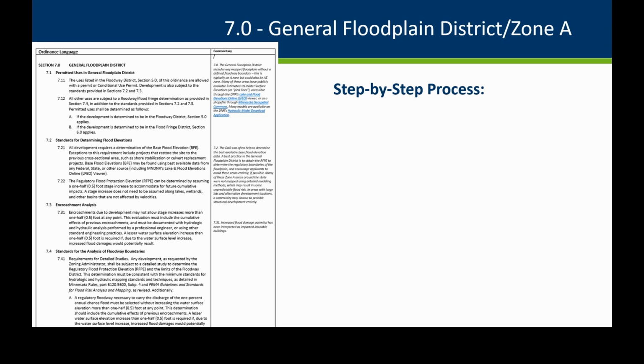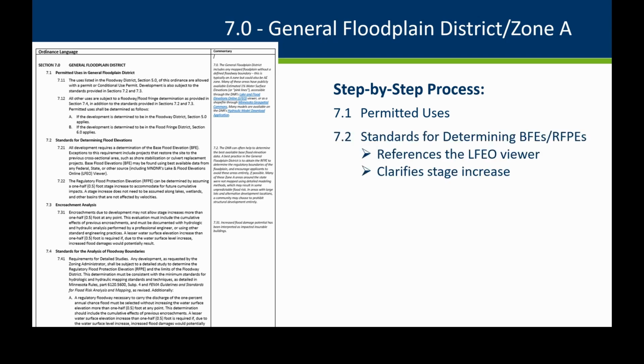Our section for A zones, this is in section 7, is called the General Floodplain District. This section also needed some work, and we made a number of revisions to it and made it more of a step-by-step. In 7.1, we break down the use limitations. Until we know the floodway and flood fringe boundaries in that A zone, allowable uses are basically restricted to whatever we have allowed if it were in a floodway. In 7.2, we're determining our base flood elevation and our regulatory flood protection elevation, which is required for just about any kind of development.